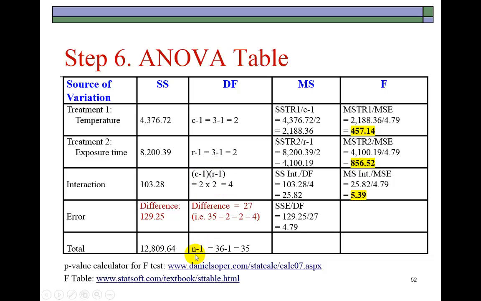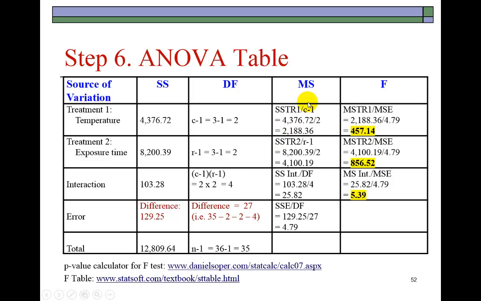Total degrees of freedom is always going to be n minus 1, the overall sample size of 36 minus 1, which is 35. Therefore, the degrees of freedom for error is going to be 35 minus 4 minus 2 minus 2, which would give you 27. So again, it's the difference.